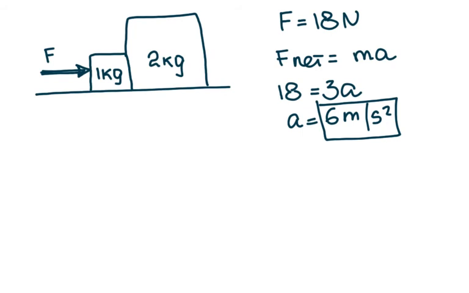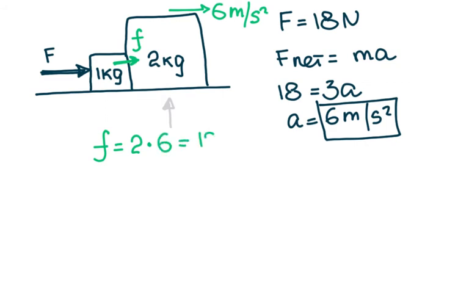Then if we look just at the 2 kilogram block, we will see that it is accelerating at 6 meters per second squared. Then how much force is block 1 exerting on block 2? To calculate this force, I'm going to call it F. To calculate that force, I need the 2 kilogram mass times the acceleration. So MA is the force, right? So I have 12 newtons. Then the 1 kilogram block exerts 12 newtons on the 2 kilogram block to make it accelerate at 6 meters per second squared.